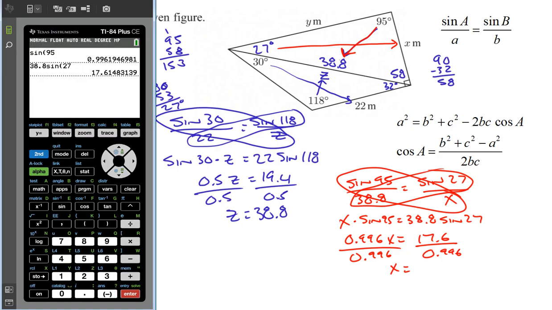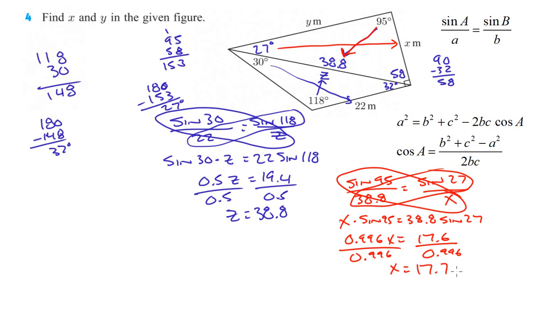So let's see. There's my calculator. Having a hard time there. So 17.6 we already have in there. Divide by 0.99619. Oops, I missed a 9 in there again. Right, there we go. 17.7 we'll call it. So that's 17.7 meters for x.